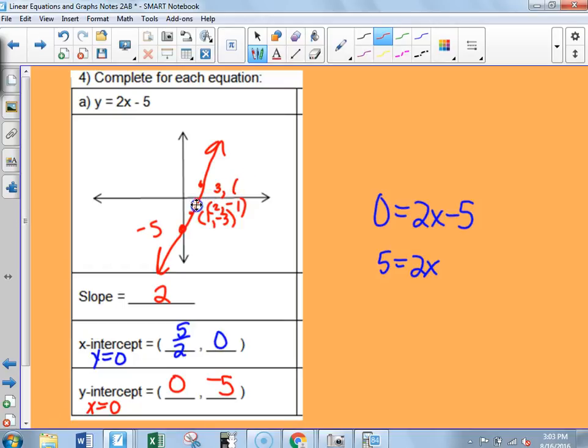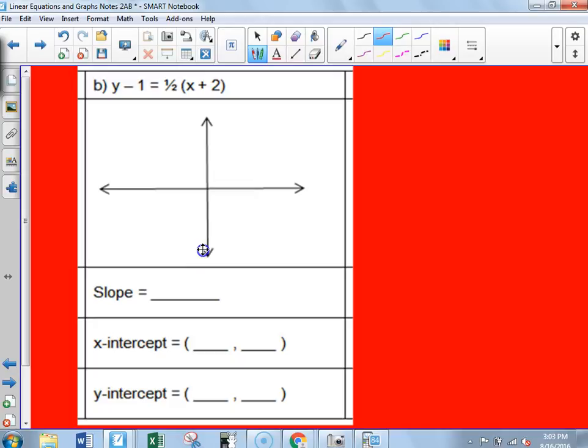Okay. So where did we cross in between here and here? Was 2.5, 0. All right, that was a horrible example because I can't count or add or anything else at this time of the day.